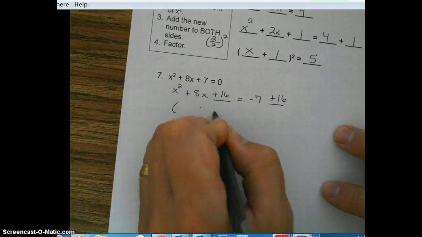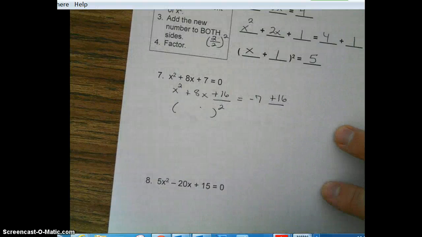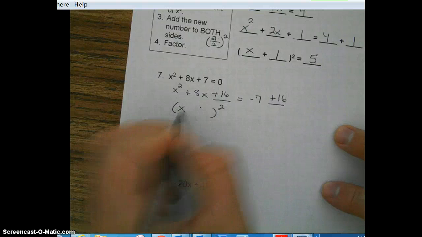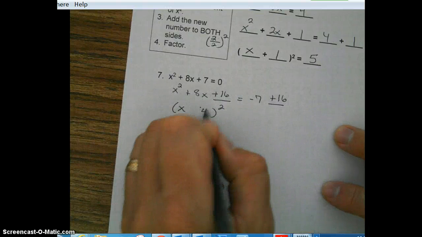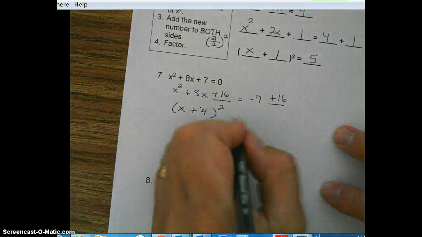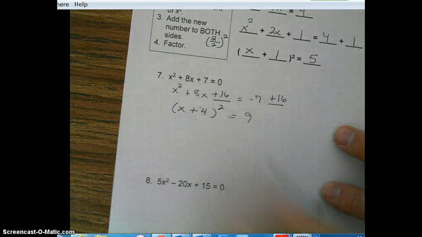Alright. So it's going to be x squared, which breaks down to x. The square root of 16 is 4. So x plus 4 squared equals 9. Easy peasy.